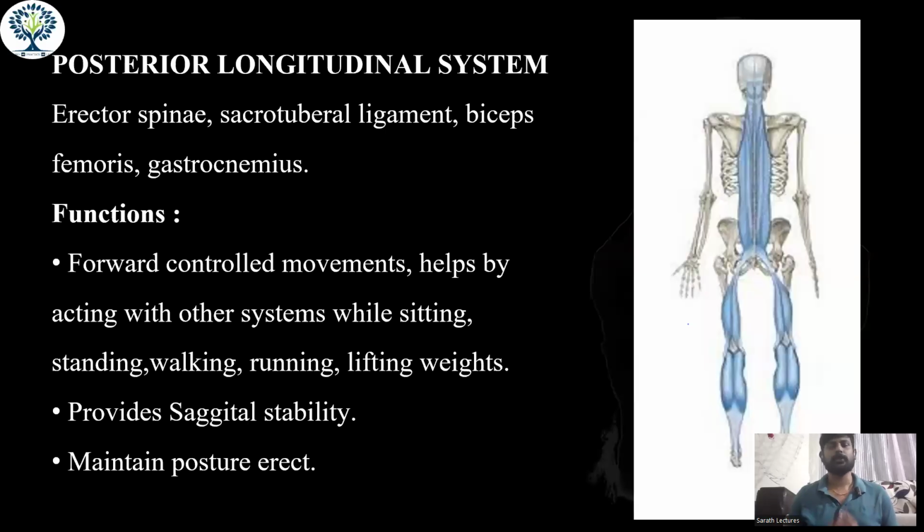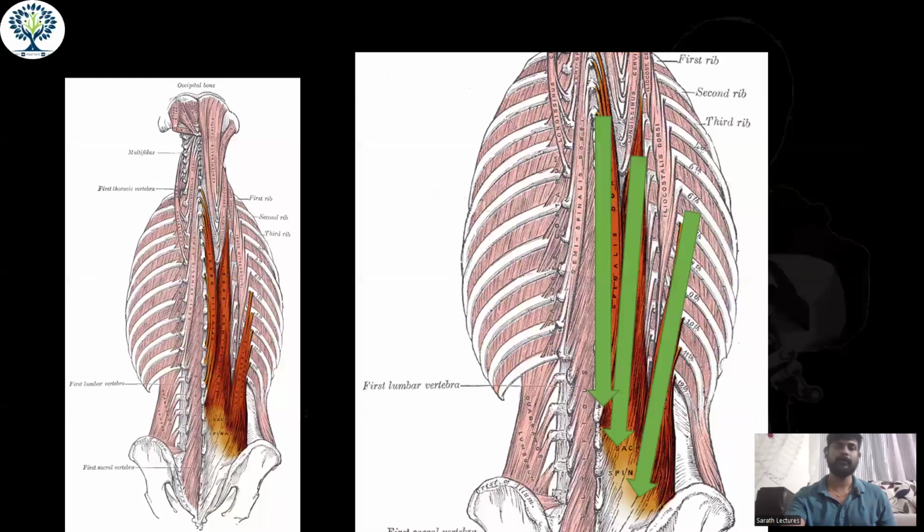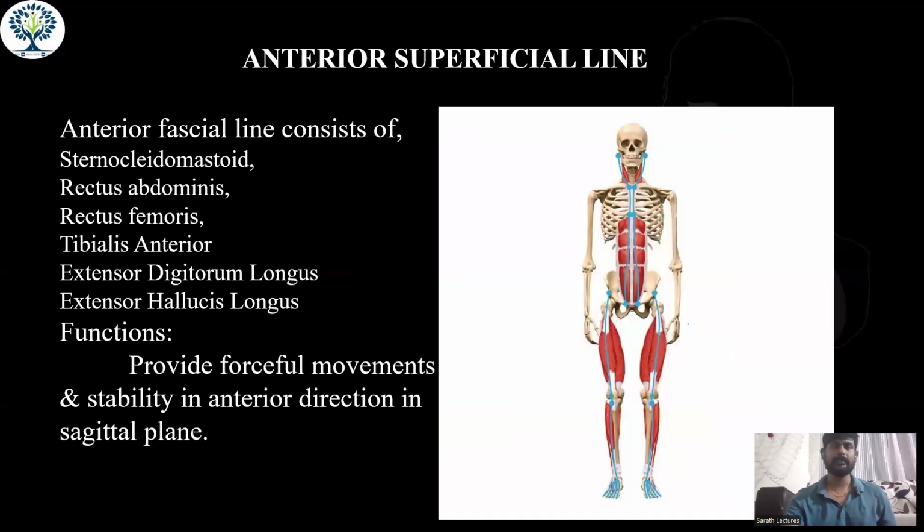Posterior longitudinal system. The posterior longitudinal system is a superficial system. Whenever you do a forward bending activity or forward lifting activity, these are all the muscles from the head to the bottom. So the erector spinae muscles, along with the sacrotuberous ligament, the medial and lateral hamstring muscles, and the medial and lateral gastrocnemius will work together and function. So whenever you are training back pain patients, keep this in mind. You need to train these muscles.